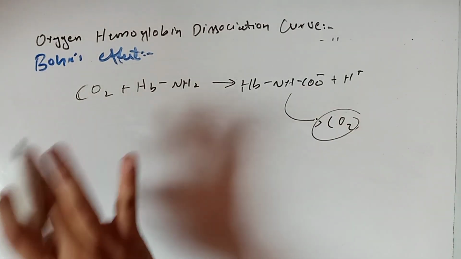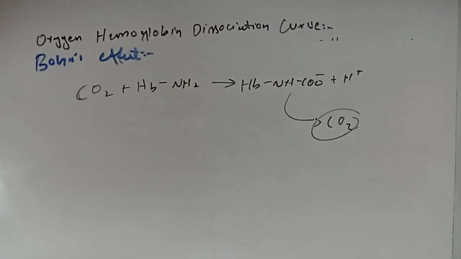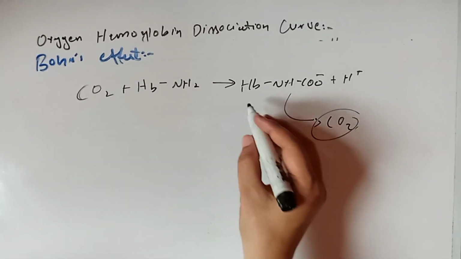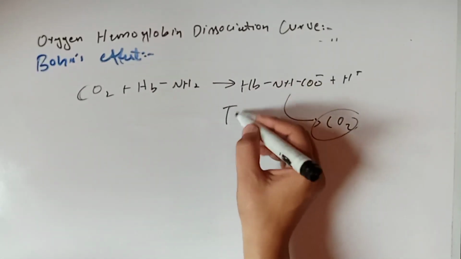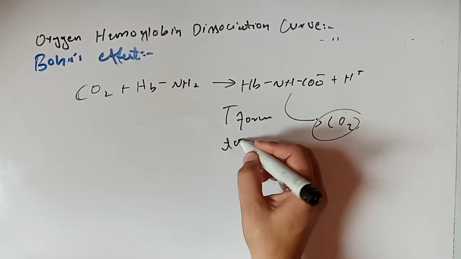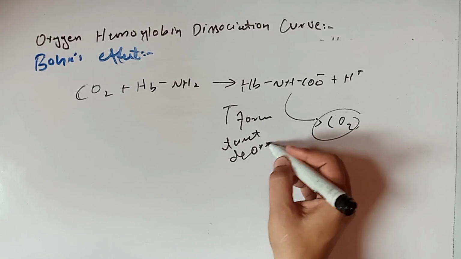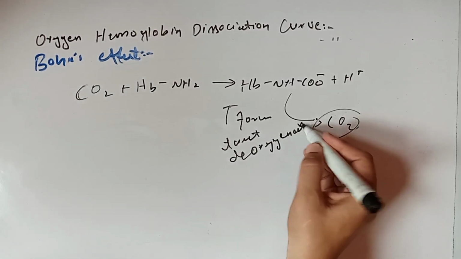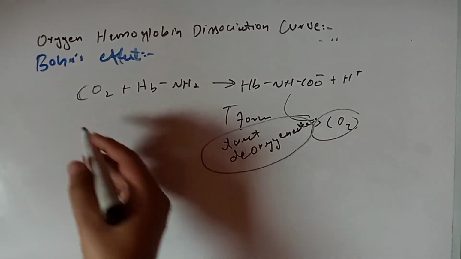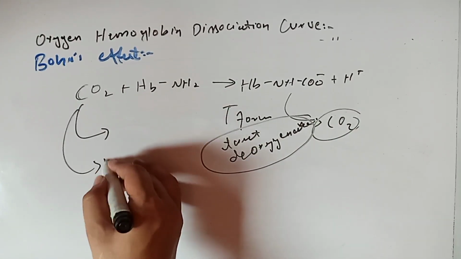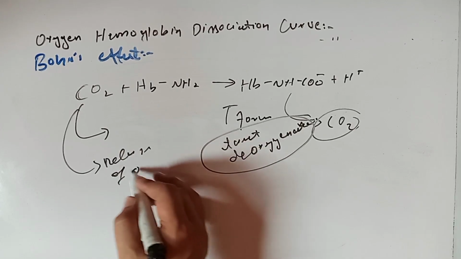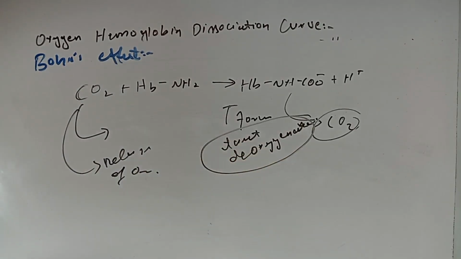and this carbon dioxide present in the tissues also stabilizes the T form. It stabilizes the T form of the hemoglobin, or tau form. T form is the deoxygenated form. So as it is facilitating the stabilization of the tau form, it means that this carbon dioxide in tissues also causes the release of oxygen. Okay, so this carbon dioxide also facilitates the release of oxygen in the tissues and decreases the affinity of hemoglobin for the oxygen.